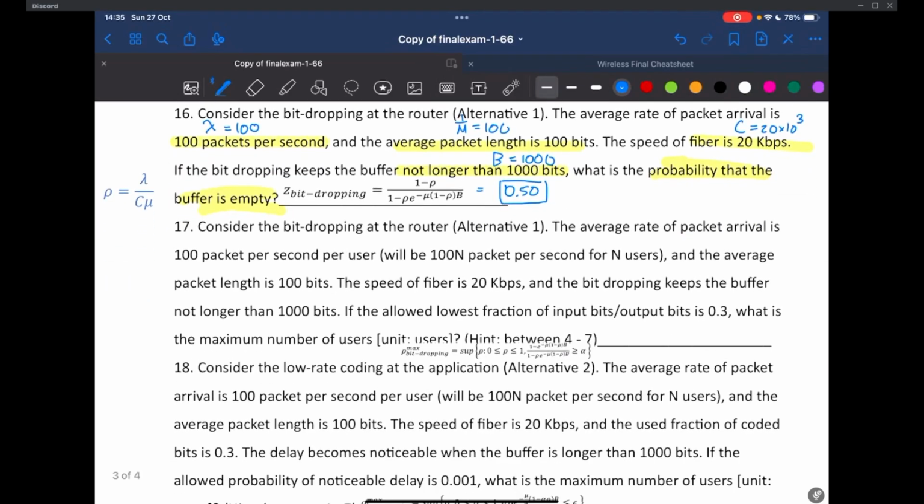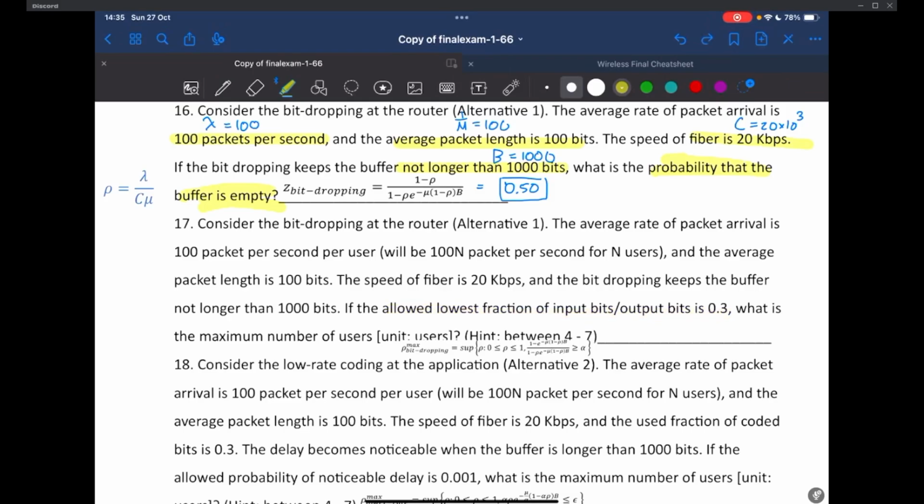Next one, we are trying to find lowest fraction input. So we have maximum number of users.